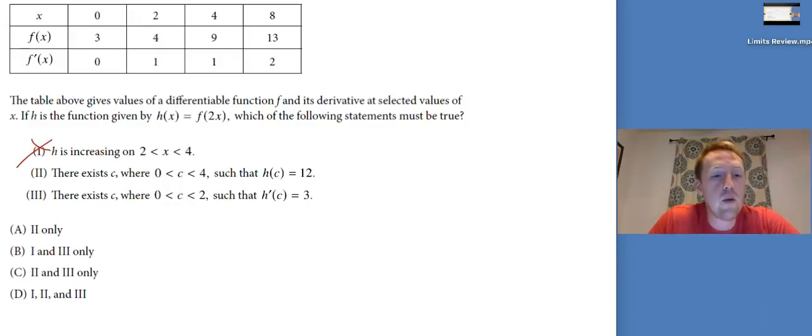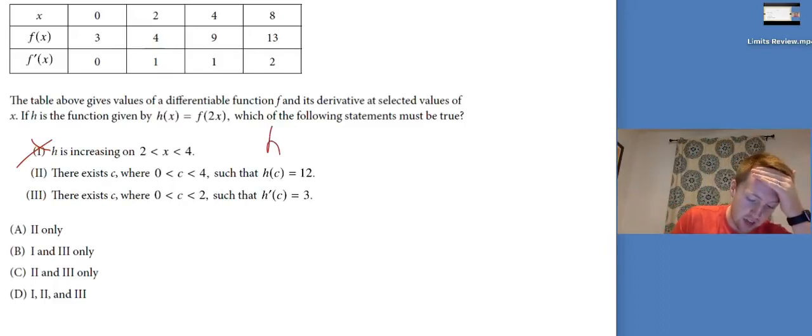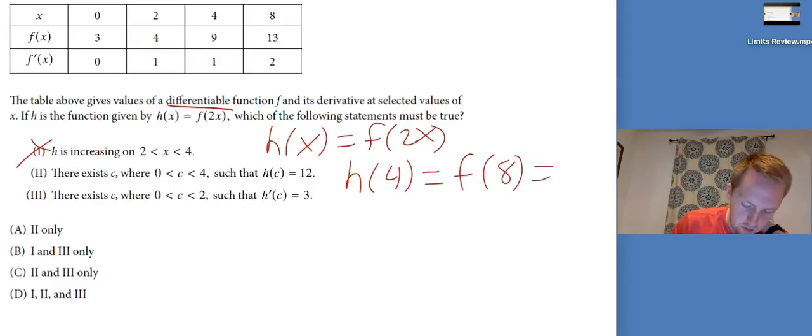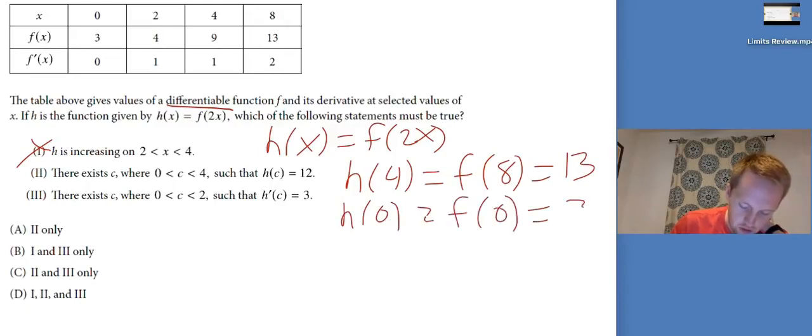There exists c where 0 less than c less than 4 such that h of c equals 12. Okay, well, that's our intermediate value theorem. I want to show the existence of some h value. So remember, h of x is f of 2x. So I know that the function is continuous because it's differentiable. Now I just need to check h of 4, which is going to be f of 8, based on the definition. h of 4 is equal to f of twice that, which is 13. And then h of 0 is f of twice that, which is still 0, which is 3. Okay, yeah, I buy that. I get 12 at some point on this interval.